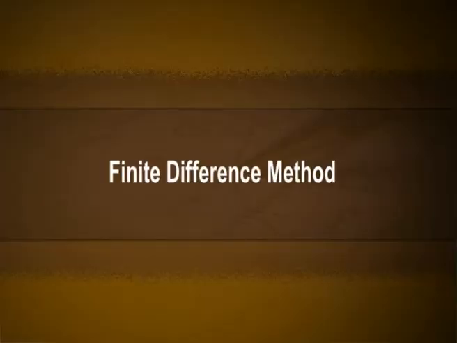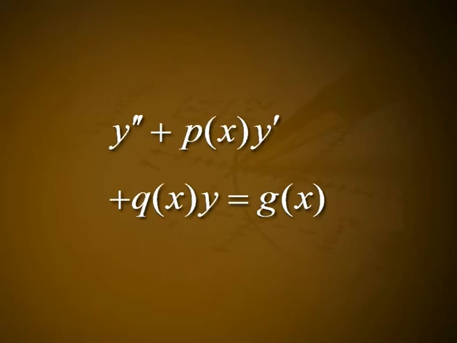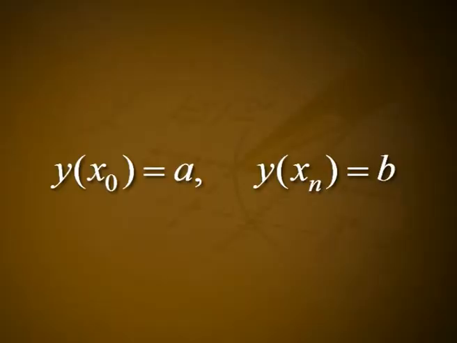Finite difference method. We consider the boundary value problem y'' + p(x) y' + q(x) y = g(x) with the boundary conditions y(x0) = a, y(xn) = b. The finite difference method for the solution of a boundary value problem consists in replacing the derivatives occurring in the differential equation and the boundary conditions by means of their finite difference approximations, and then solving the resulting linear system of equations. The finite difference approximations to the derivatives are obtained as follows.